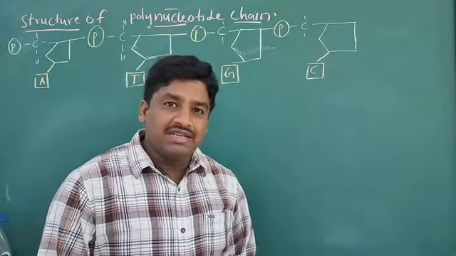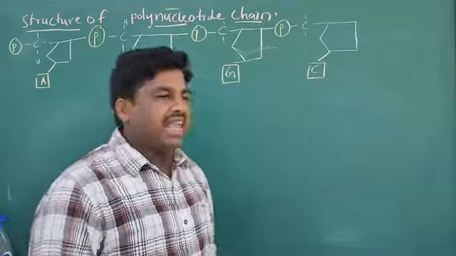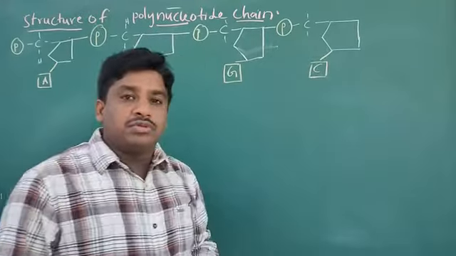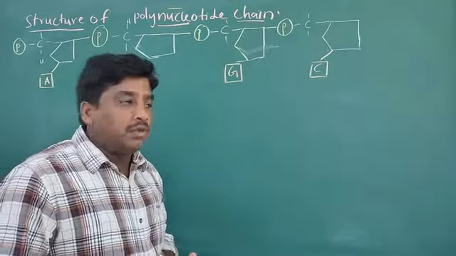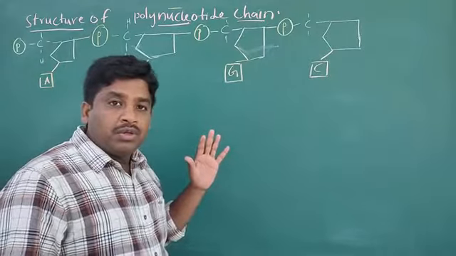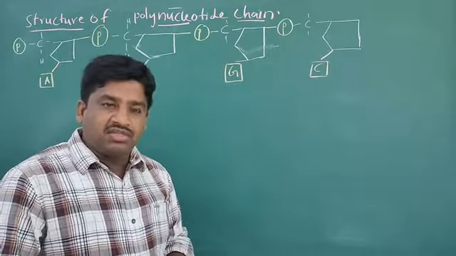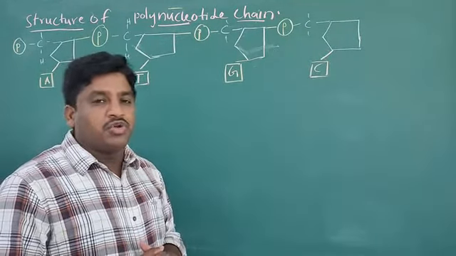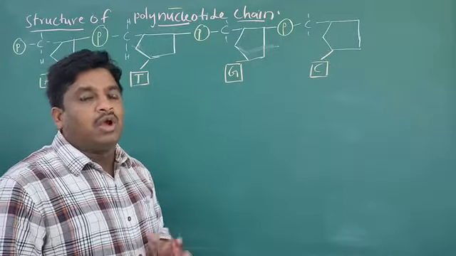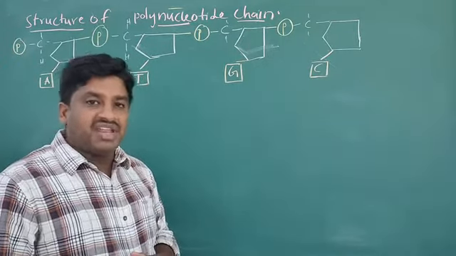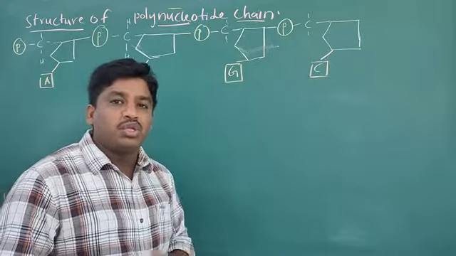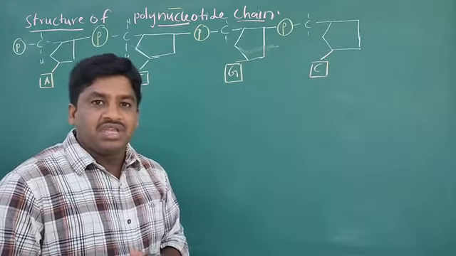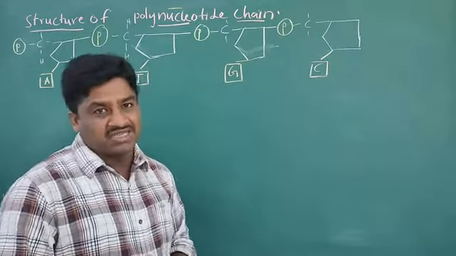So already last class, some part was completed in the structure of the polynucleotide chain. Last class we discussed the nucleotide components, that means nitrogen bases, pentose sugar, and phosphates, that the polynucleotide chain contains. Next, what is meant by nucleoside, what is meant by nucleotide, and how the phosphodiester bond is formed, we discussed in the polynucleotide chain.